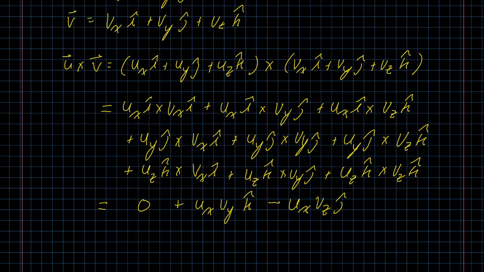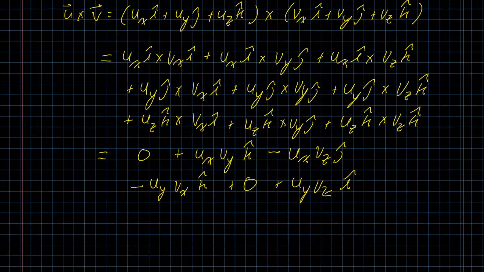Then we look at the second row and we do the same thing. J cross i, that's backwards, that's going to be minus. So I guess I wrote too soon. That's going to be minus uy vx k. J cross j is 0. J cross k is i, so that's going to be plus uy vz i.